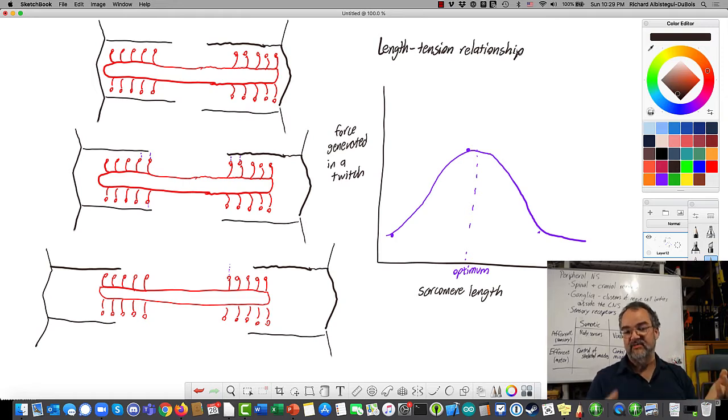The interaction between the length of the sarcomere in a muscle and the tension that you can generate in a muscle twitch. Alrighty, so now that we know that, that's actually just something of a point of interest. What our next point is going to be to talk about is how do we go from twitches to generation of force over time in a muscle?